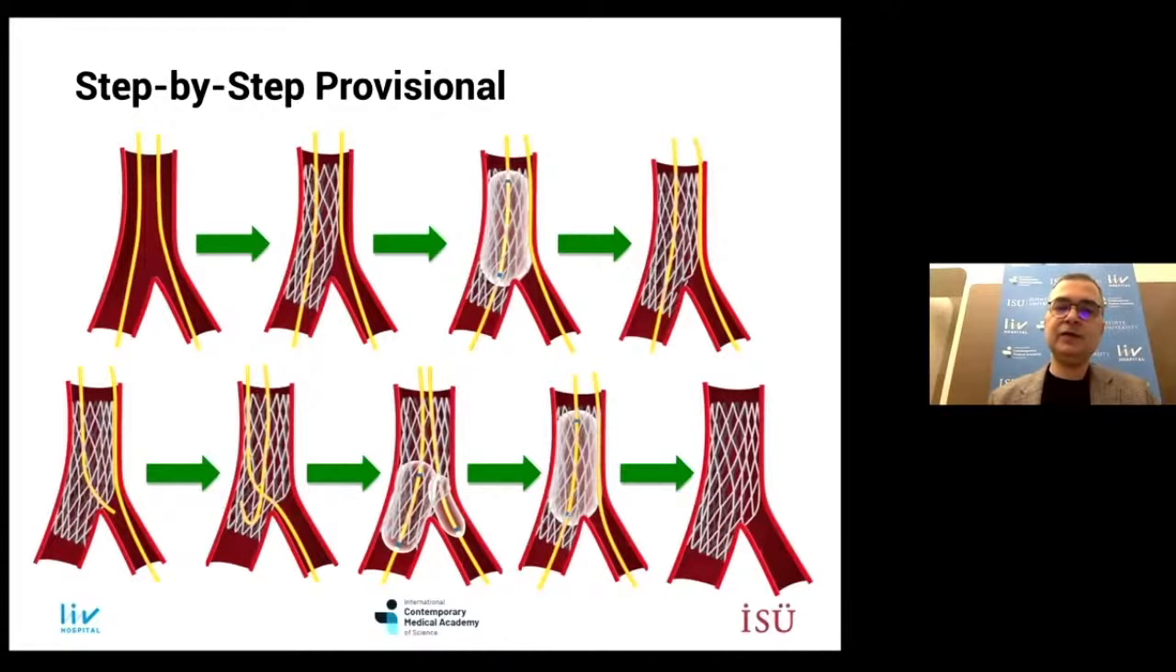And after that third guide wire, you can just retrieve your initial side branch wire, and it will not cause any problem. So have your guide wire under the main vessel stent, because it will be very easy for you to retrieve the first guide wire.